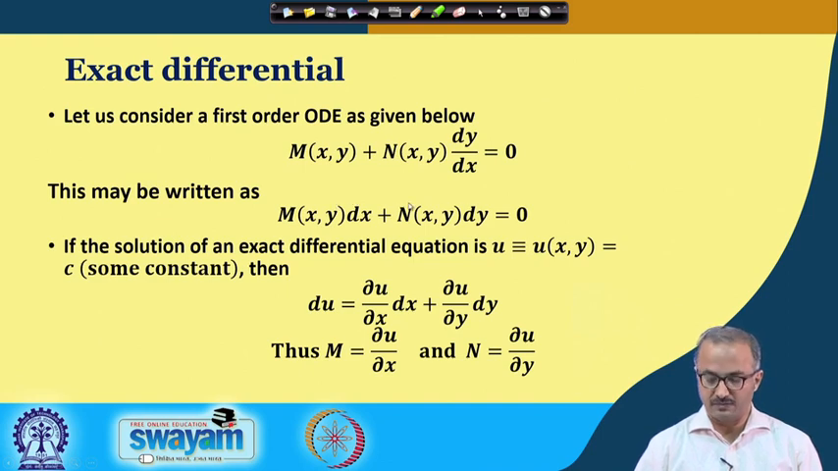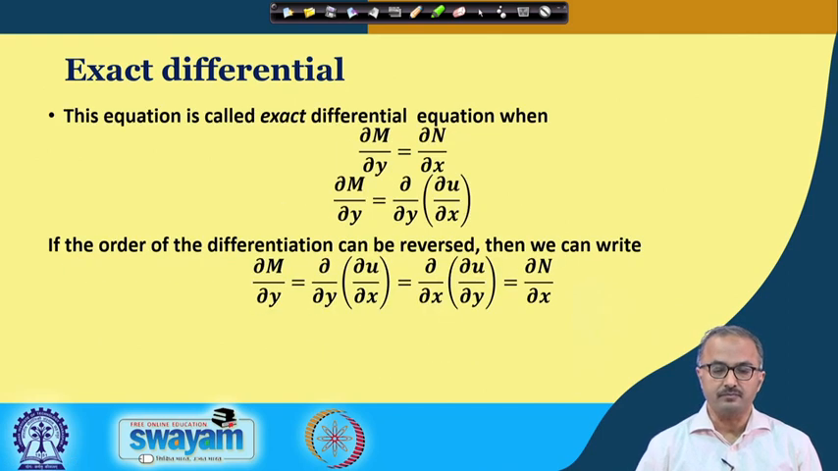Okay. Now, let us see that to call it exact, we need ∂m/∂y equal to ∂n/∂x. If this particular condition is met, we call the given equation an exact equation. Now, how do we check that? Let us see that if you take ∂m/∂y, then it is ∂/∂y of ∂u/∂x.